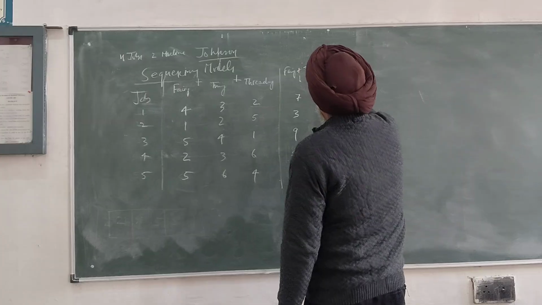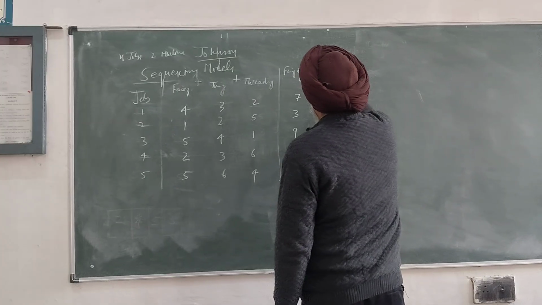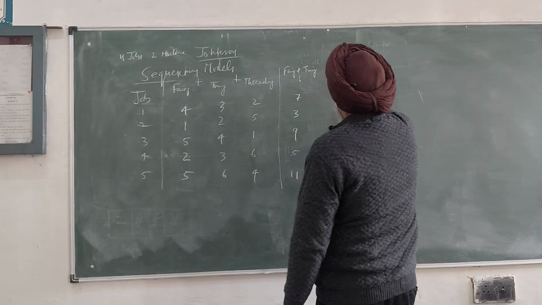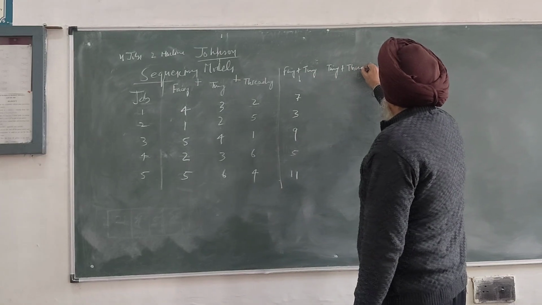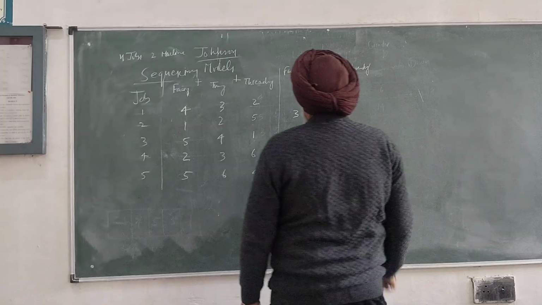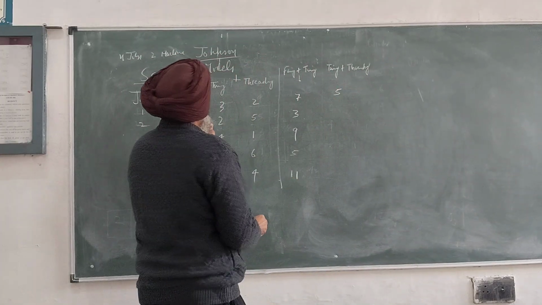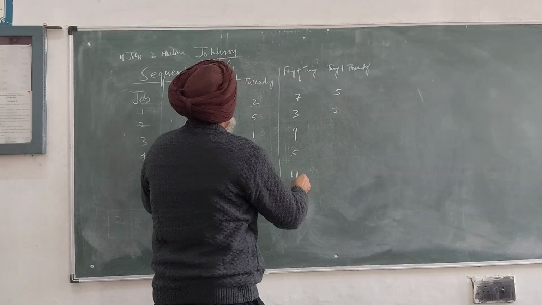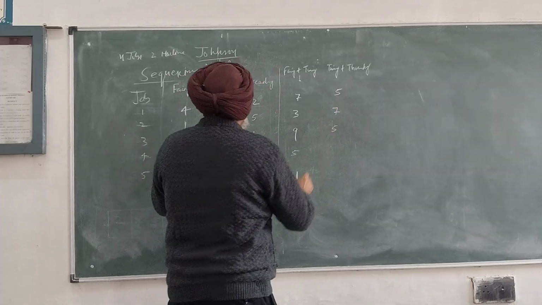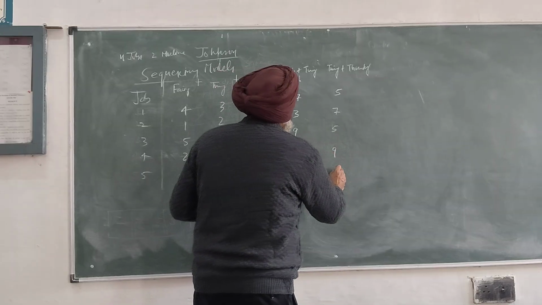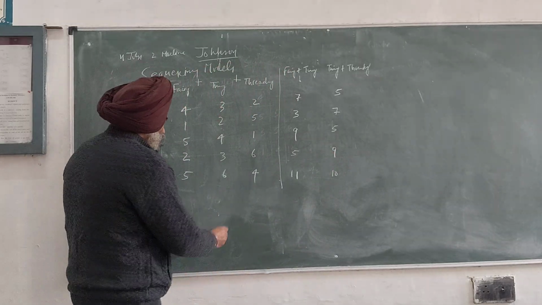This is the second one. What happened? Look at here. This is turning plus threading. This is 3 plus 2, 5. 2 plus 5, 7. 4 plus 1, 5. 3 plus 6, 9. 6 plus 4, 10. Now, what should be the sequence?